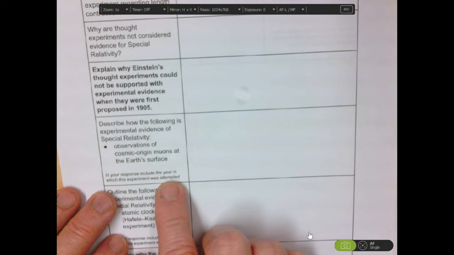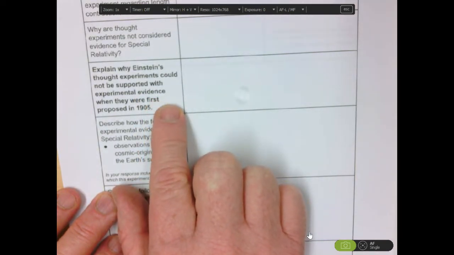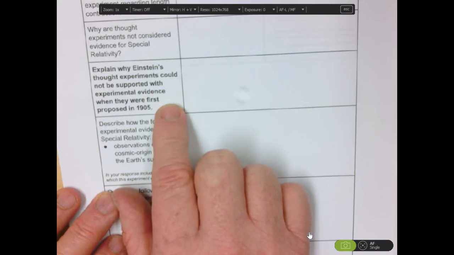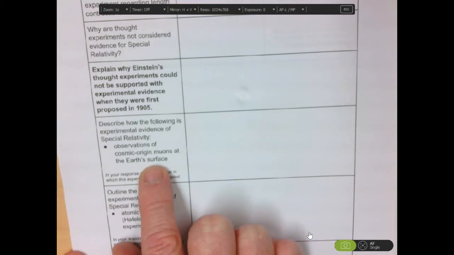Please make sure that in your response you do include when this was first done, because it's part of this part up here to explain why it took a while for special relativity to be supported by evidence. So it's just that you need to know that it was maybe back in the 1960s or so on. So that's the first of the evidences that is mentioned in the syllabus.